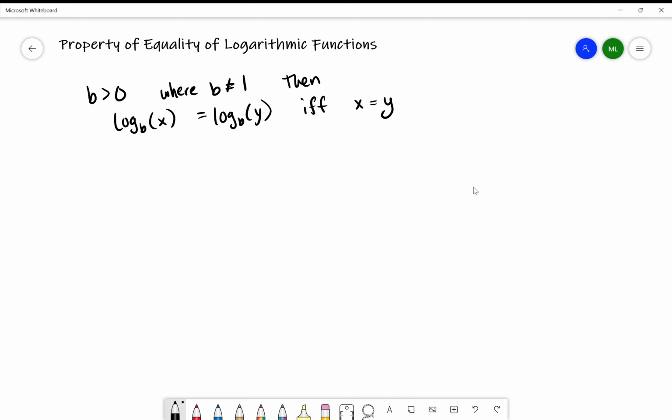So the property of equality of logarithmic functions is just a really big fancy way of saying that when log base b of x is equal to log base b of y, you just get rid of those log base b's and then you just set x equal to y. That's basically all that's happening, given that these conditions are true, meaning b is greater than 0 and b is not equal to 1.